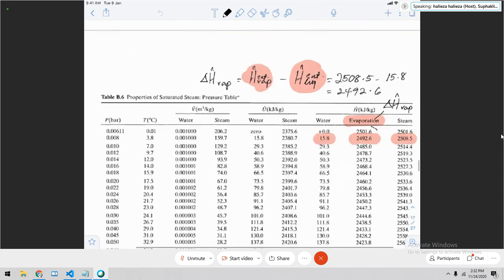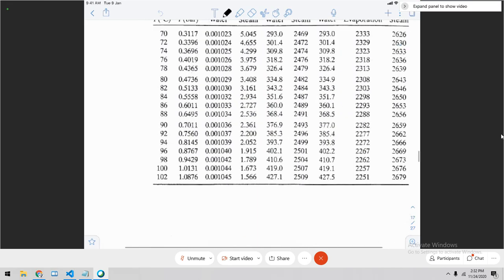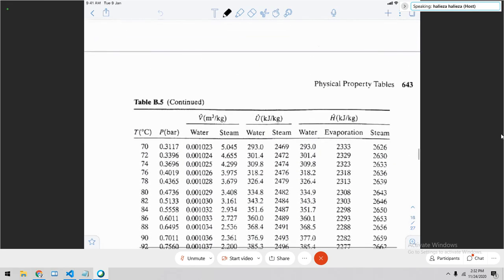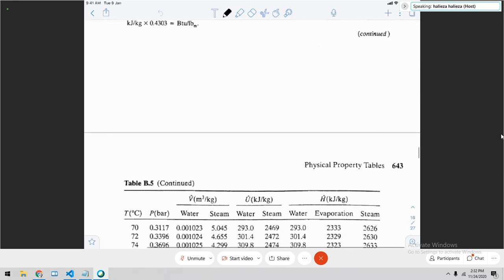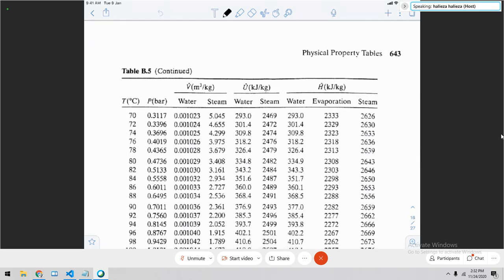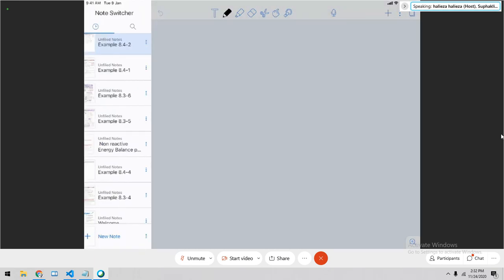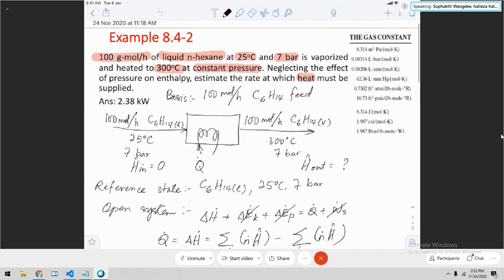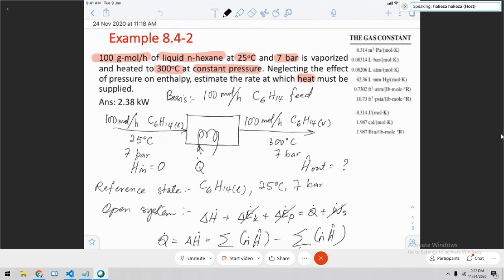This is B6, B5. B5 has nothing to do with hexane. It's all about water and steam. Oh, this is hexane. It's liquid hexane, vapor hexane and liquid hexane. But then we have to use latent heat and specific heat. So let's look at the latent heat of hexane because we are changing it from liquid to vapor.